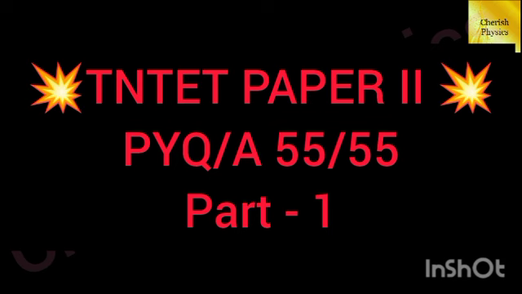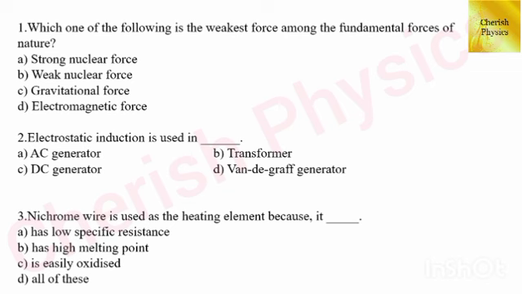Today let us see TET Paper 2 exam previous year questions and answers. First question. Which one of the following is the weakest force among the fundamental forces of nature? The answer is gravitational force. Second question. Electrostatic induction is used in dash. The answer is Van de Graaff generator.